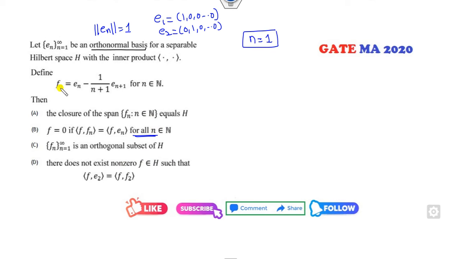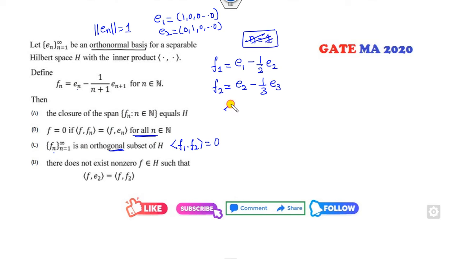Fine. So then what is F1? Look at that, F1. What is F1? E1 minus 1 over 2 E2. Fine. Now how can you prove that this is orthogonal? It's not orthonormal. So what is F2? For F2, because for orthogonality you prove that F1 dot F2 should be 0. So what is F2? It's E2 minus 1 over 3 E3.